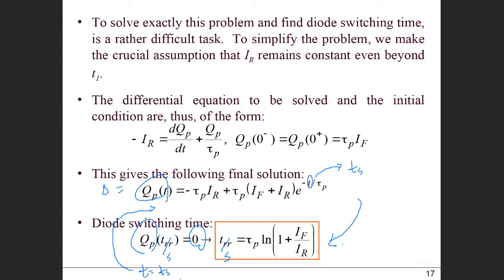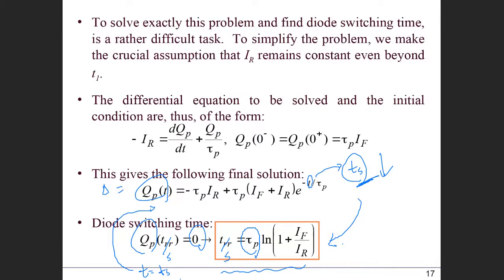Often, in our case, this is TS. We want this to be as small as possible to obtain the ideal switching characteristic. So if you look at this equation here, to make TS as small as possible, you can use a material which has a very small tau p.